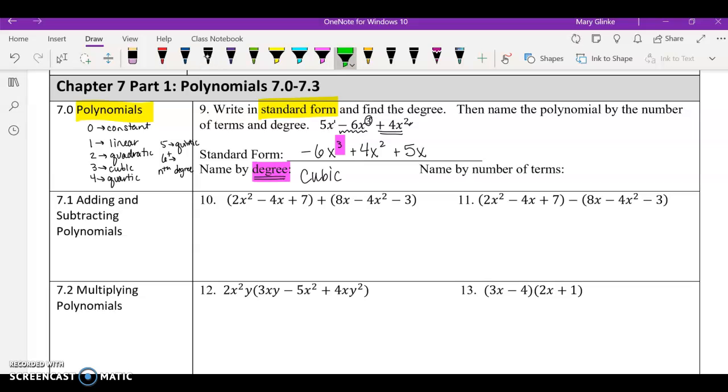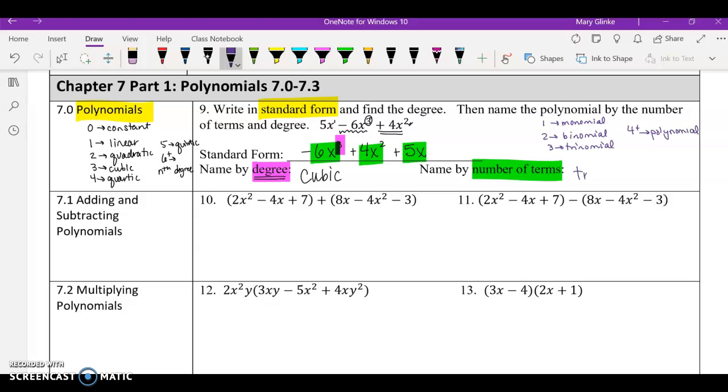To name something based off of the number of terms, you're going to look at how many separate terms there are, separated by a minus sign or a plus sign. So we have 1, 2, 3 different terms. If something is just one term, that was a monomial. If something was 2 terms, that was a binomial. 3 terms was a trinomial. And anything 4 or more terms is known as a polynomial. So for this one having 3 terms, we would call this a trinomial.